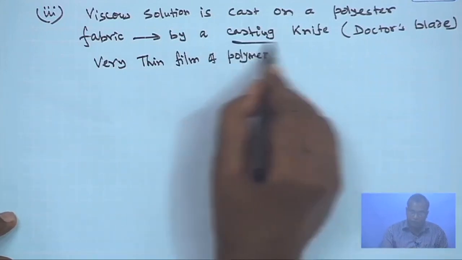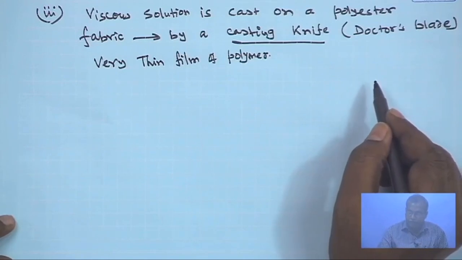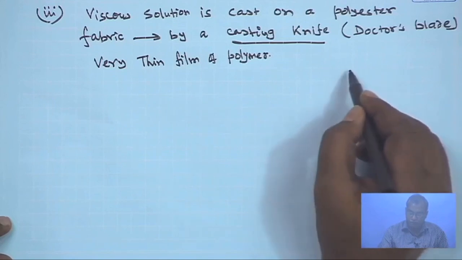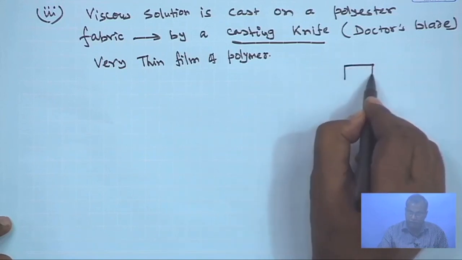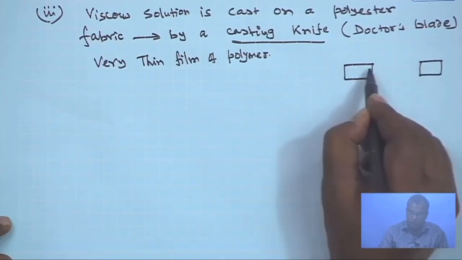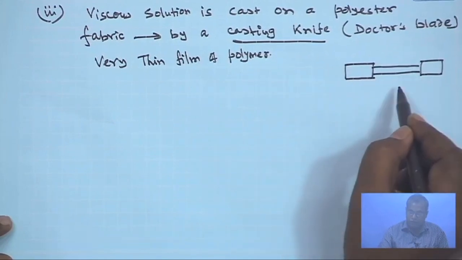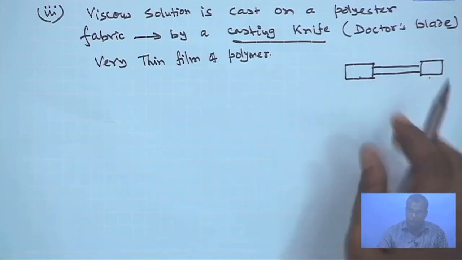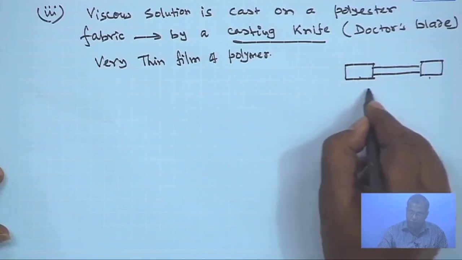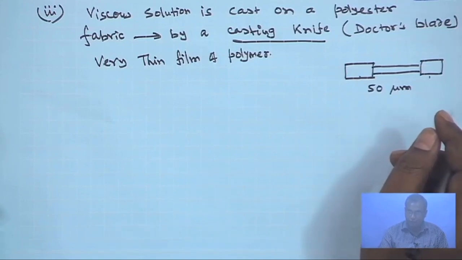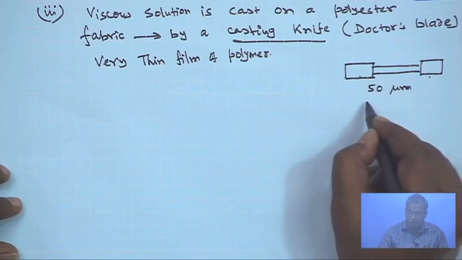Now, what is a typical casting knife? A typical casting knife is a mirror polished solid cylindrical object having a square or rectangular cross section at the end, and the typical cross section looks like this. When you place this cross section on a surface and all these surfaces are calibrated properly, if you just turn it, then it will create a gap, let us say 50 micron, between the surface and the polymer film solution. And if you turn it once again, one can realize, let us say, 100 micron.